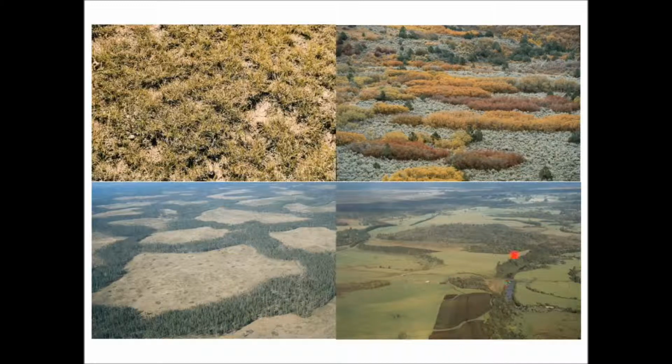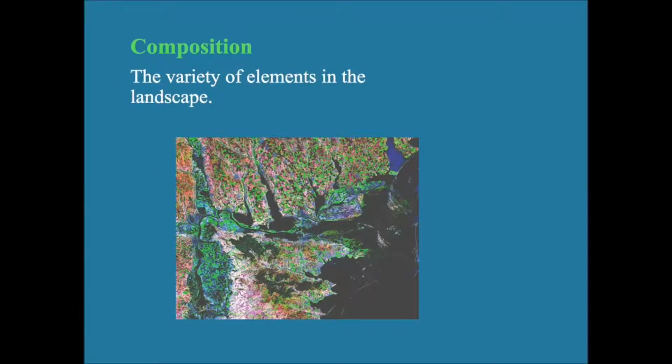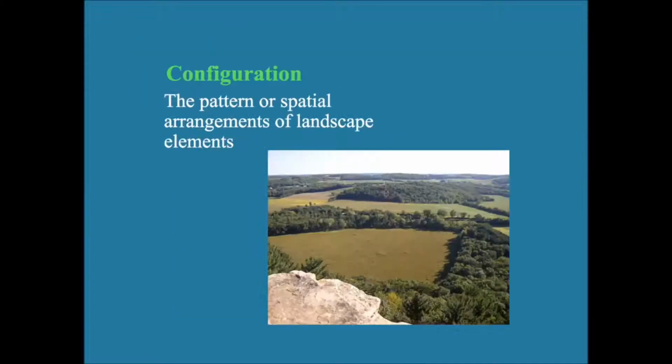So it's quite mixed and it's not very regular in the configuration. So composition again describes the variety of elements in the landscape. When we're not looking at a regular photo of a landscape, but we're looking at a remotely sensed image, we're instead looking at pixels. And so it's a variety of different classes or colors of pixels representing different spectral signatures that are translated into land cover classes that make up the composition of the landscape.